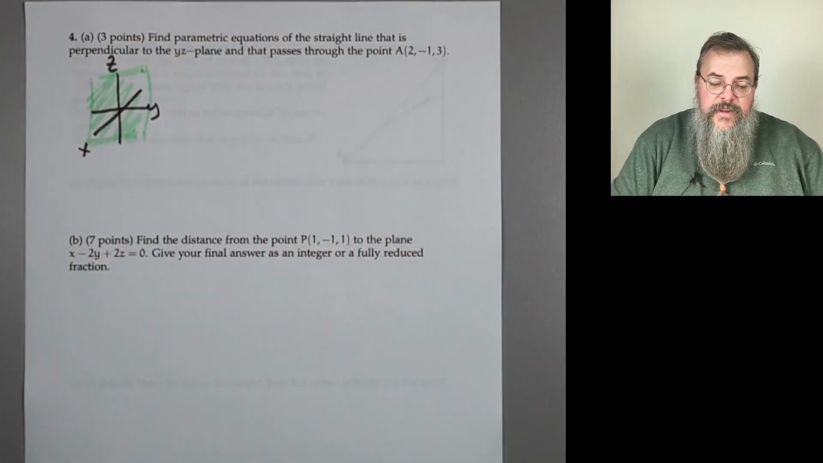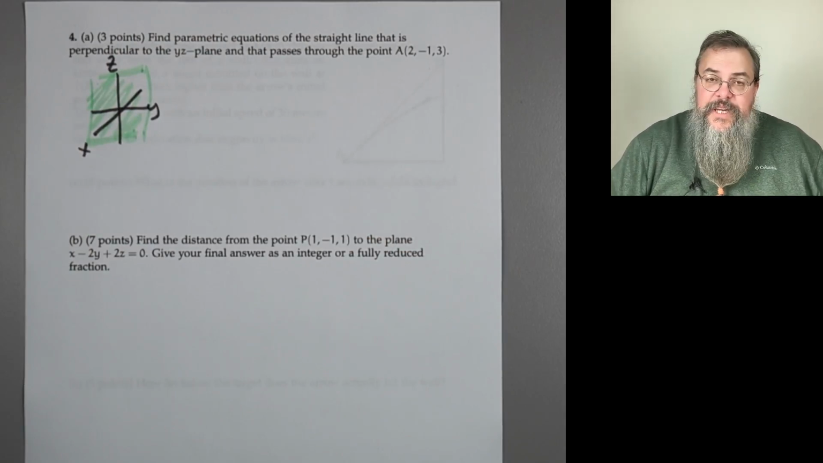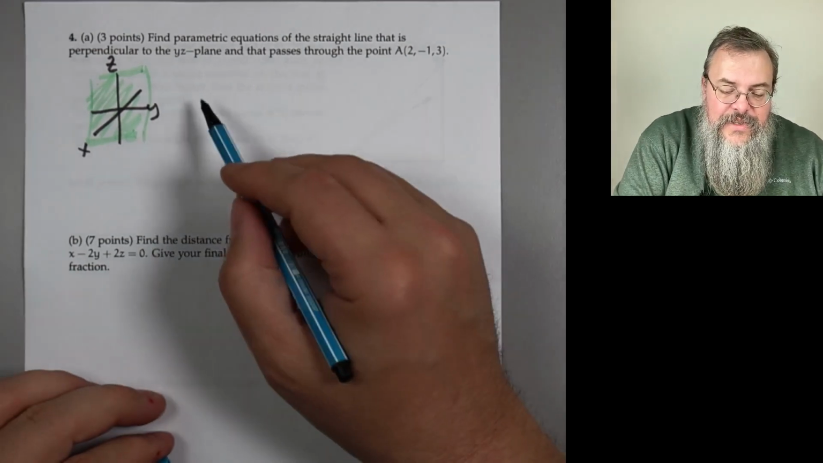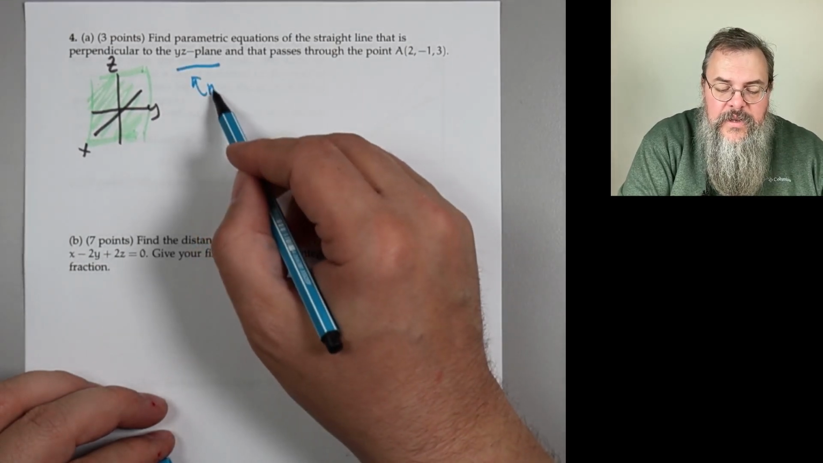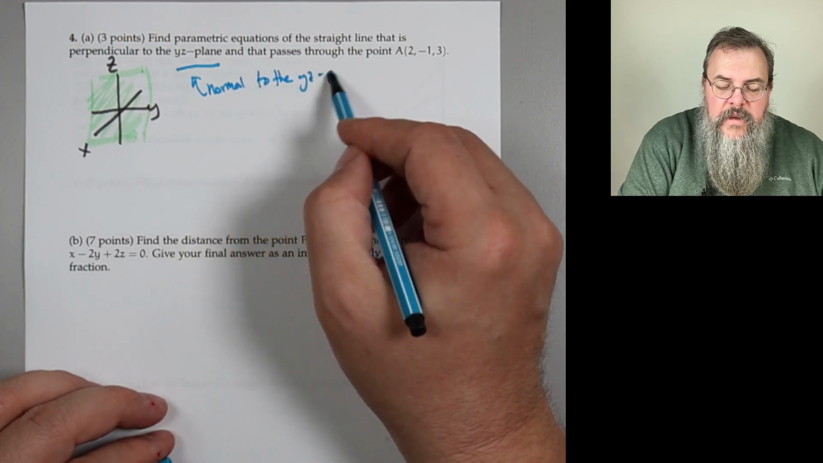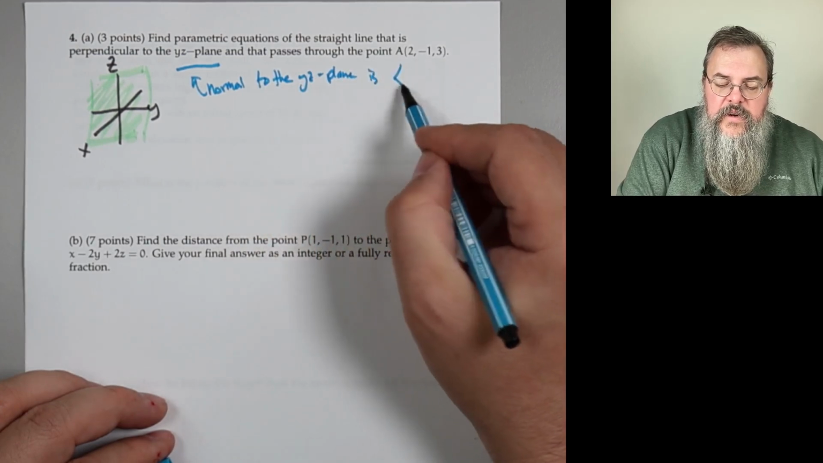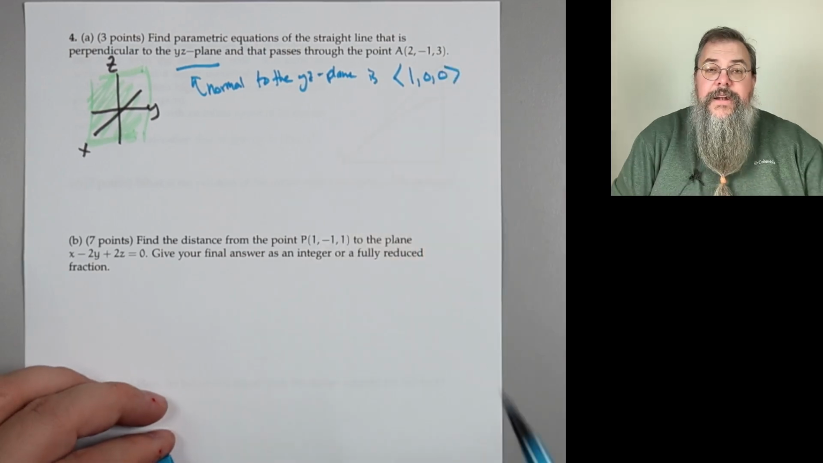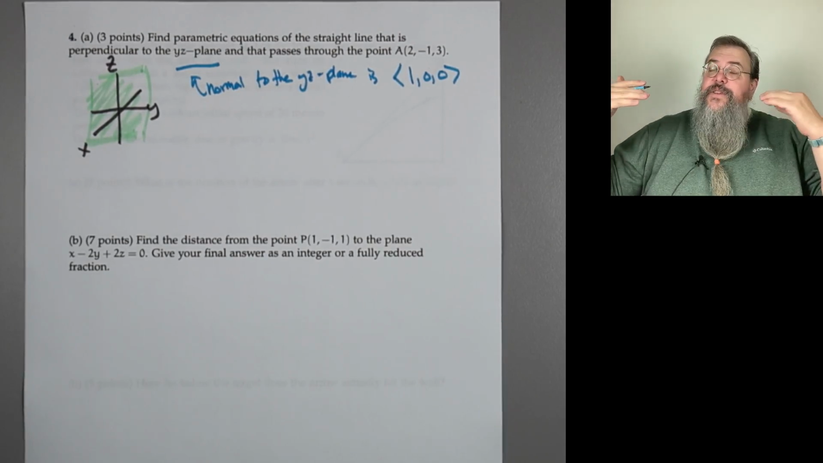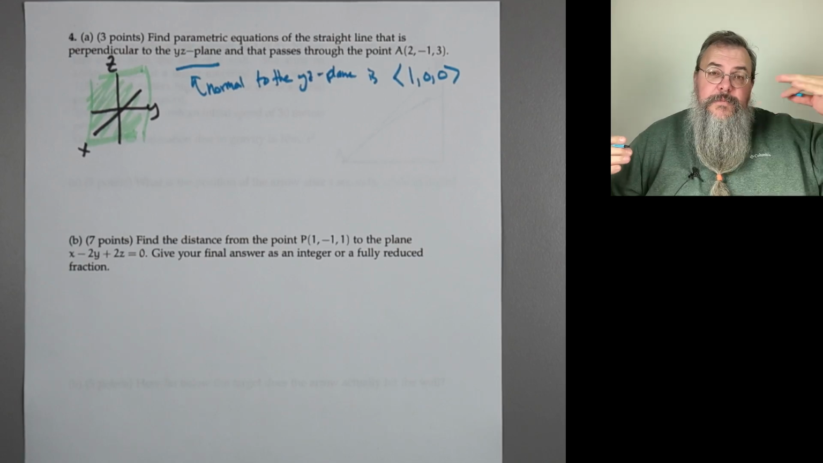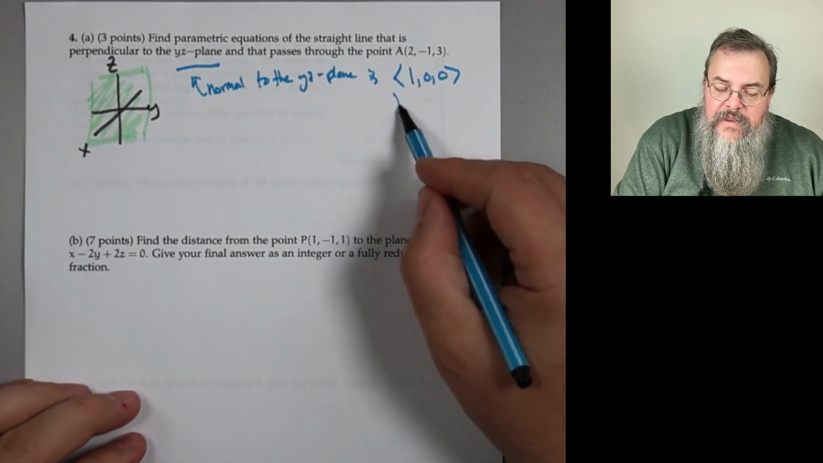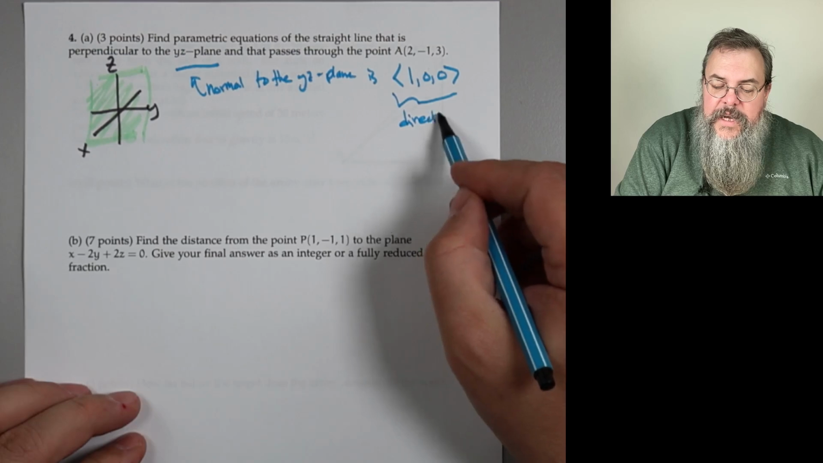How can you be perpendicular to the yz plane? Well, you can be perpendicular to it if you're moving purely in the x direction. So the normal to the yz plane is the vector (1, 0, 0). Now, why do we talk about the normal to the plane? We want the line to be perpendicular to the plane, so the direction of the line has to be a multiple of the normal vector. So this is the direction of our line.